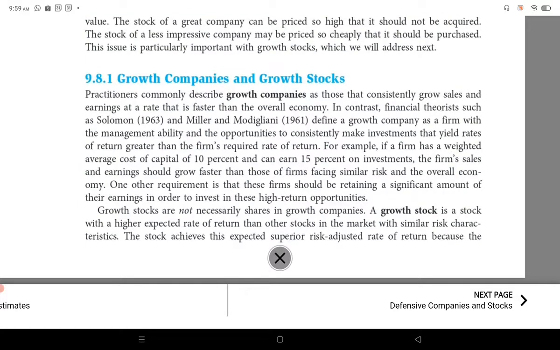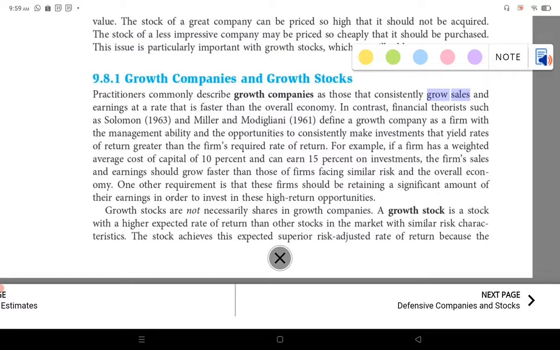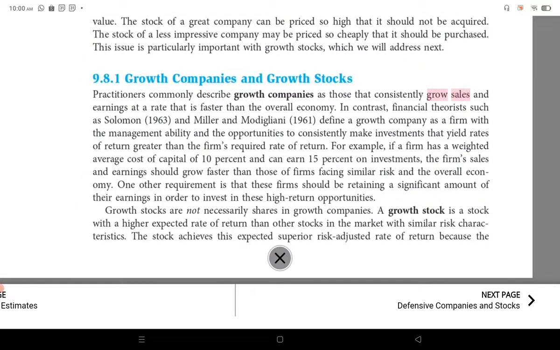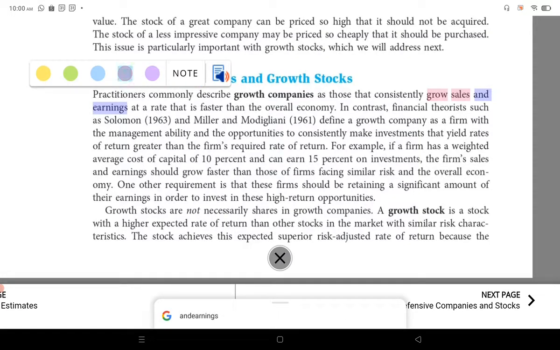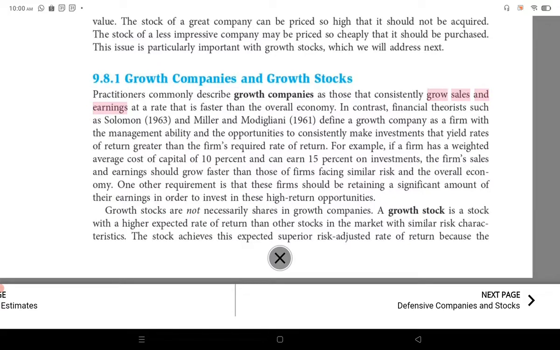So sorry, sales dia mungkin agak tinggi, right, and earning at a rate that is faster than the overall economy. So dia punya earning juga lebih cepat daripada mungkin syarikat-syarikat lain punya earning lah, growing faster, right? It grows faster. So growth stock is normally having a high expected rate of return than any other stock with similar market risk that is available. So those are what we call growth stock.